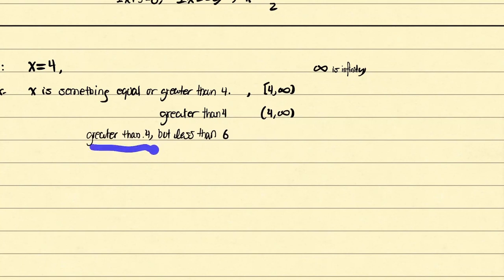It's greater than 4, so I know the bottom value is 4. And then it goes all the way up until 6, but it's less than 6. So it can't be exactly equal to 6. So this is an interval.